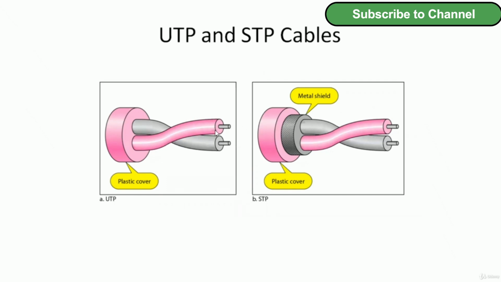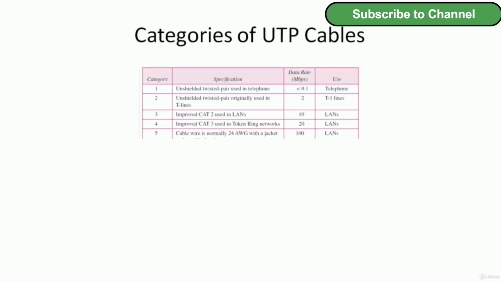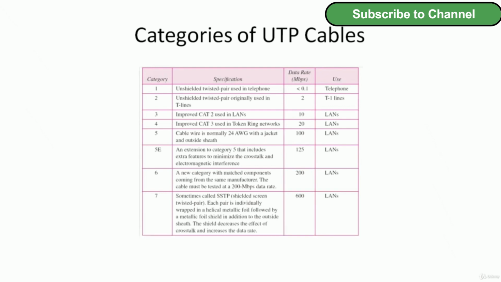So these are the UTP and STP cable. Then categories of the UTP cable. We have to study these different categories of the UTP cable, and you can see in this figure, the first column is the category, then the specification is there. After that, the data rate is there, in Mbps, and then its use, where this cable is used.